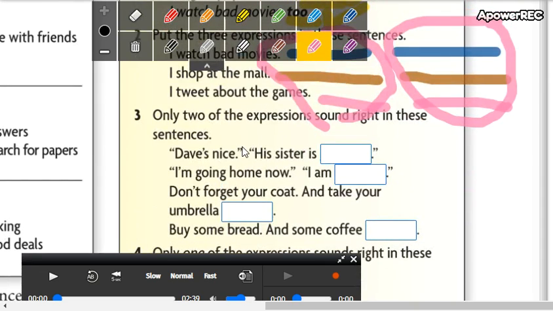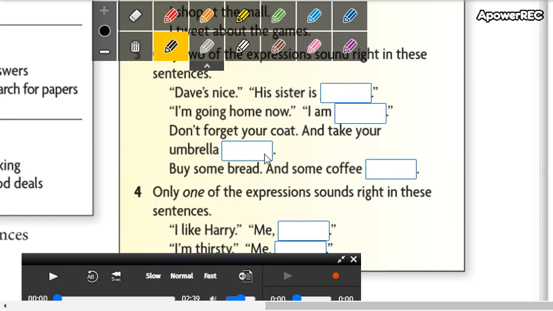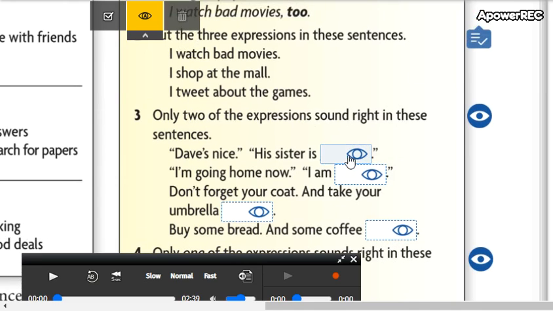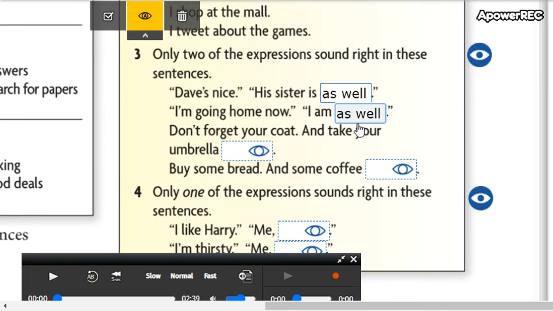Here, only two of the expressions sound right. Two expressions sound right in these sentences. They are at the end. So, what can you write here? Which two expressions? Too or as well. So, you can write as well, para todos.